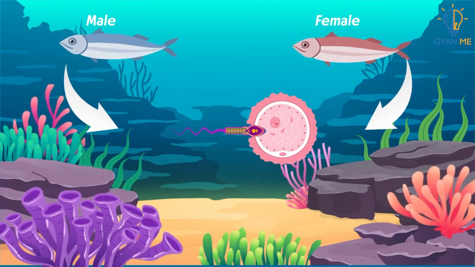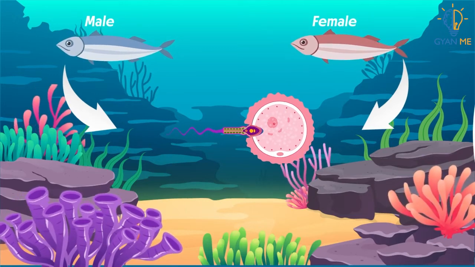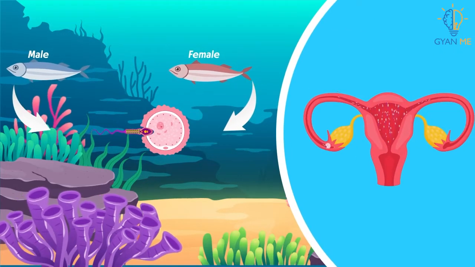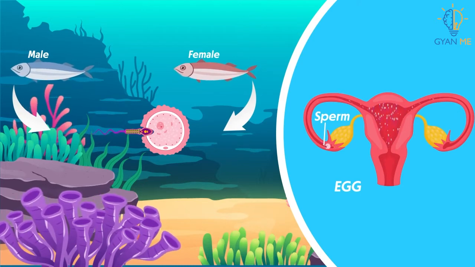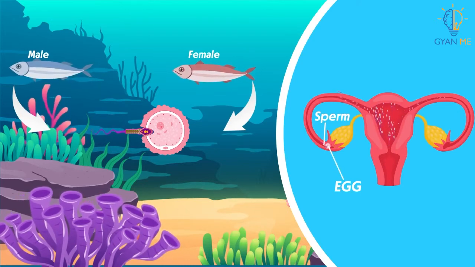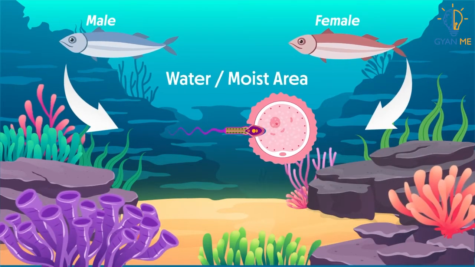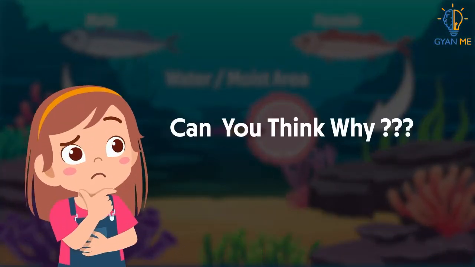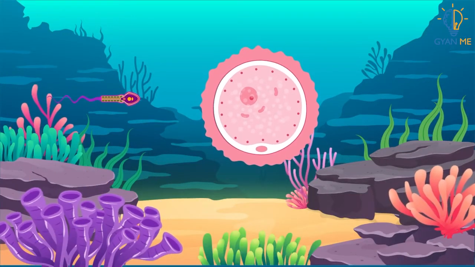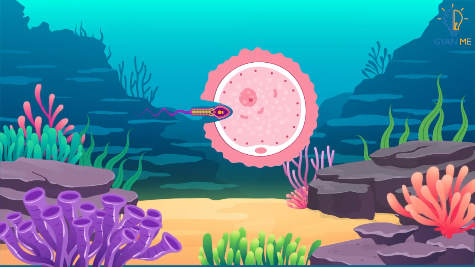Students, note here that fertilization happens outside the body, in contrast to internal fertilization where sperm are introduced inside the female's body and then it combines with an egg present in the female body. External fertilization typically occurs in water or a moist area. And can you think why? It is simple, student. Presence of water facilitates the movement of sperm towards the egg. Sperms can easily swim in water and reach to the egg.